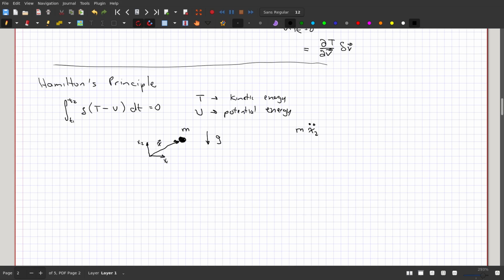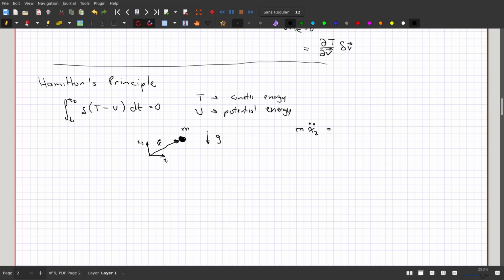So that's ma equals the forces. Well, what are the forces? Yeah, minus mg. We're saying falling in the absence of air, right? So the equation of motion is then just x2 double dot equals minus g. So we all know that. So there's no point to do Hamilton's principle except just to see how we exercise it to get to that same result, okay? So we'll do that now.